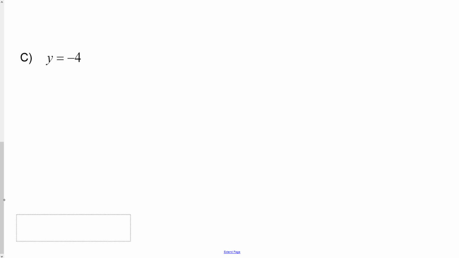Next, we have y equals -4. So y we can change into r sine theta, or do it as r equals -4 over sine theta, or -4 cosecant theta. So a lot of these just come down to changing your x and y's into r cosine theta and r sine theta.